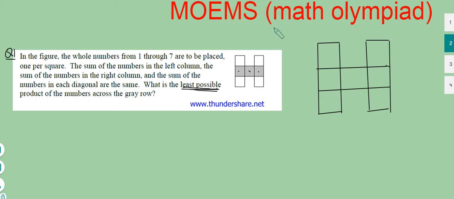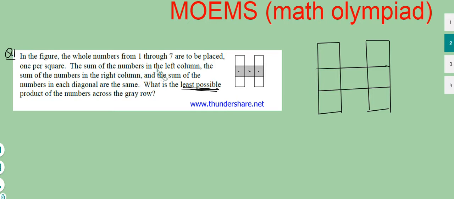In this video, I am going to solve a few questions from Math Olympiad, MOEMS. Here goes the first question. In the figure, the whole numbers from 1 through 7 are to be placed. In this figure he is talking about a square.